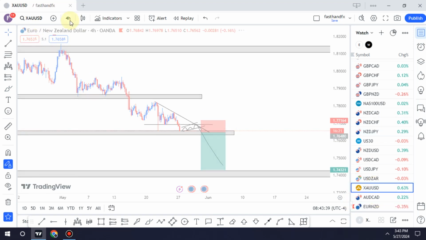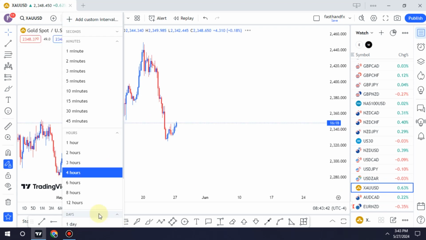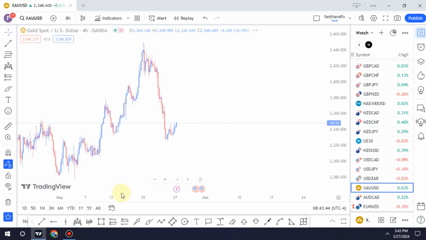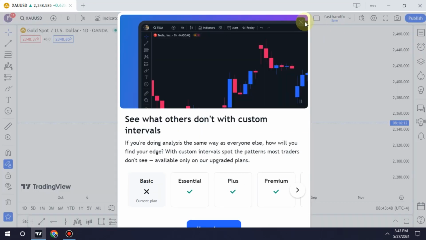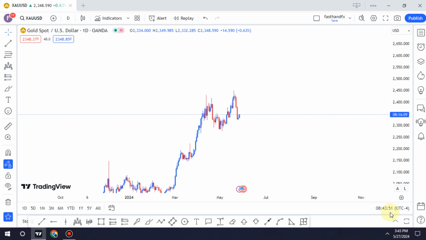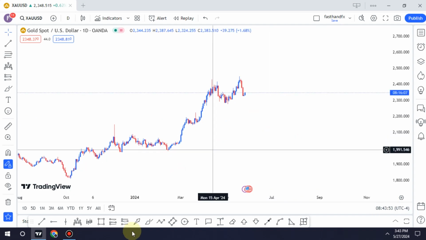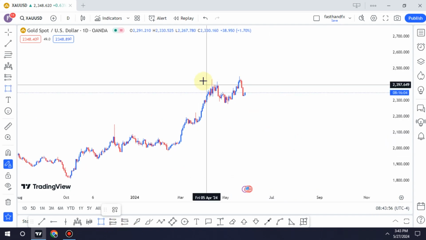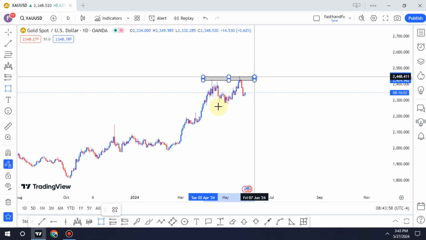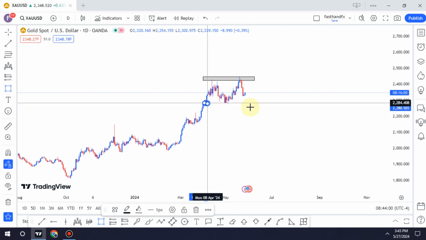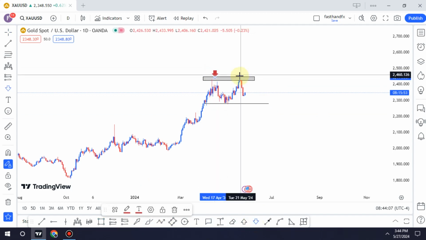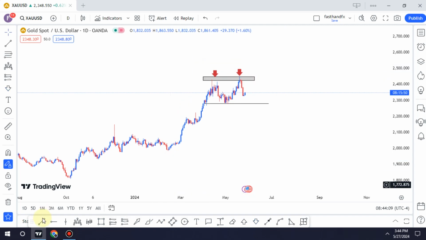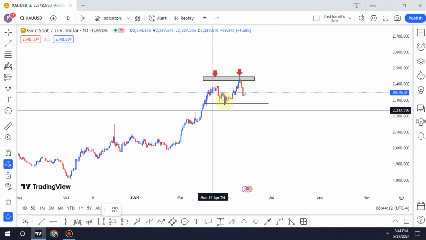Let's talk about gold, because most people like trading gold. Let's start from the weekly. In fact, I can see something right here. When we start from the daily, we had a double top right here, and of course this is the last low, right? So if we have a double top right here, that's a good sign that price wants to go down, of which we see already price went down, no problem.